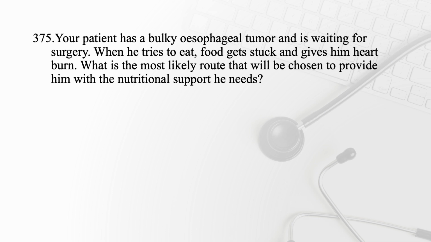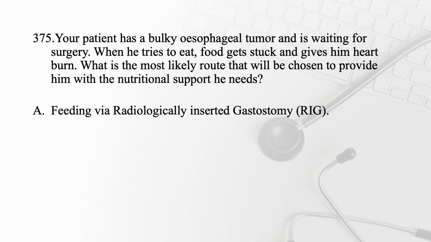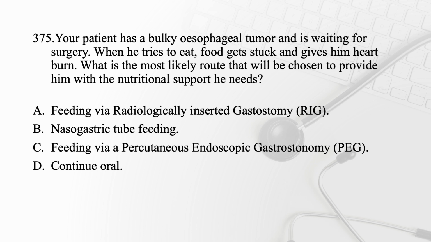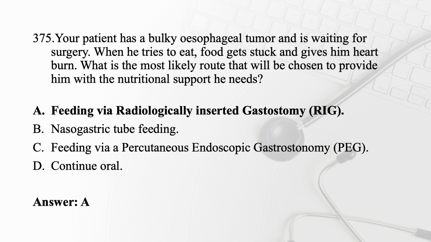Question number 375. Your patient has a bulky esophageal tumor and is waiting for surgery. When he tries to eat, food gets stuck and gives him heartburn. What is the most likely route that will be chosen to provide him with the nutritional support he needs? Option A, feeding via radiologically inserted gastrostomy, RIG. Option B, nasogastric tube feeding. Option C, feeding via a percutaneous endoscopic gastrostomy, PEG. Option D, continue oral. The correct answer is option A, feeding via radiologically inserted gastrostomy, RIG.